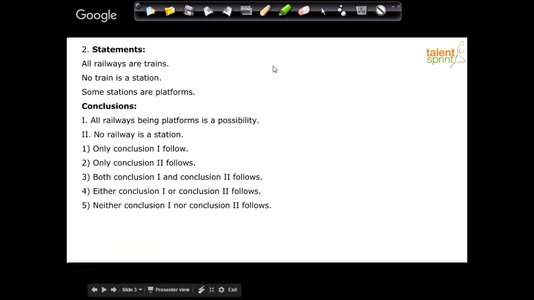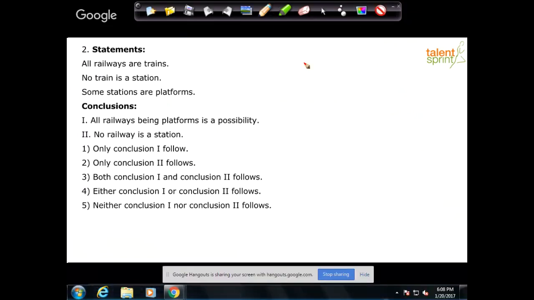Now the next question. There are two statements given to us, boys and girls, and we have to see which of these conclusions is actually true, whether both of them are true, whether one of them is true, whether either of them is true, or whether neither of them is true. The statements say that all railways are trains, no train is a station, some stations are platforms.